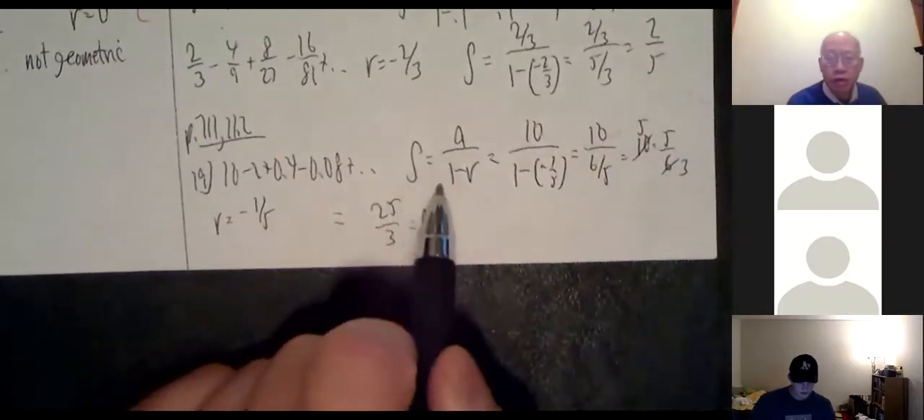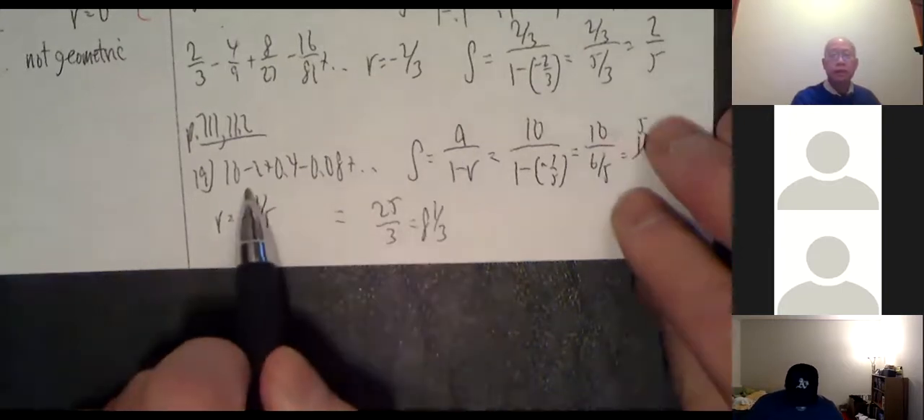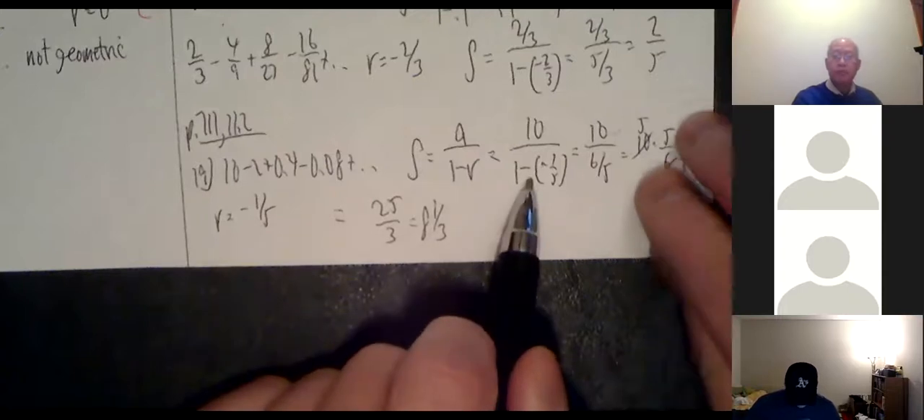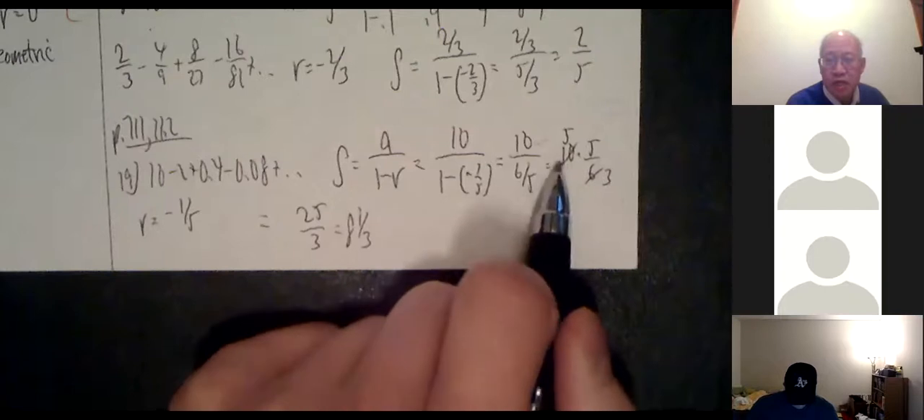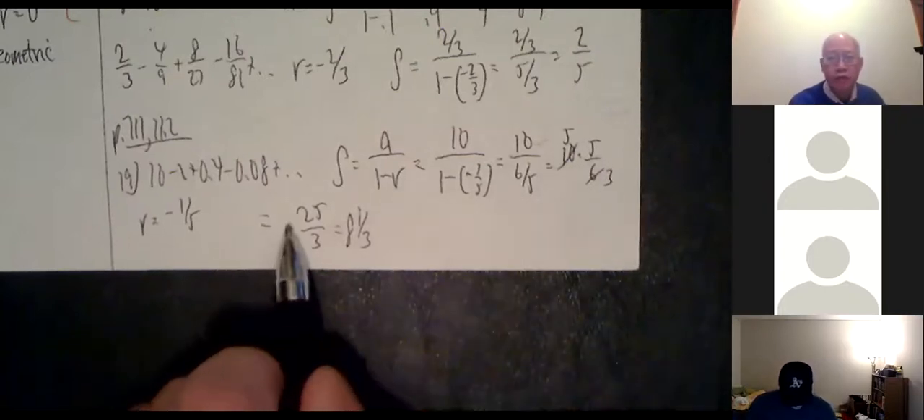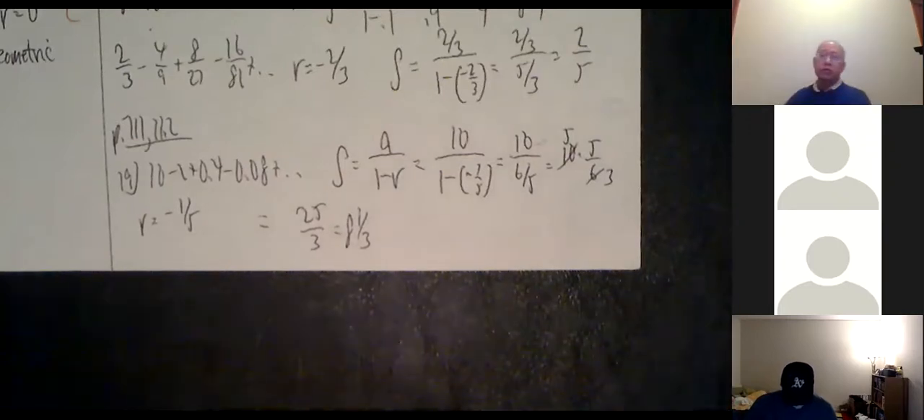So S is A over 1 minus R. So A represents the first term, 10 over 1 minus a minus 1/5, 1 minus R. So that's 10 divided by 6/5, which is 10 times 5 over 6. And after canceling, you get 25 over 3, 8 and 1/3. Okay, so the series converges to 8 and 1/3.